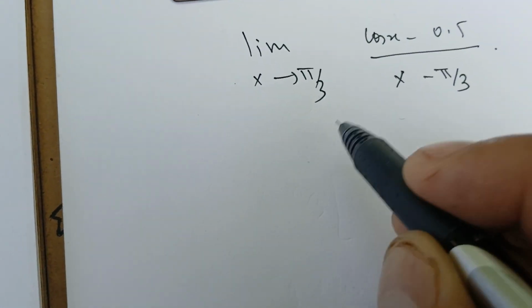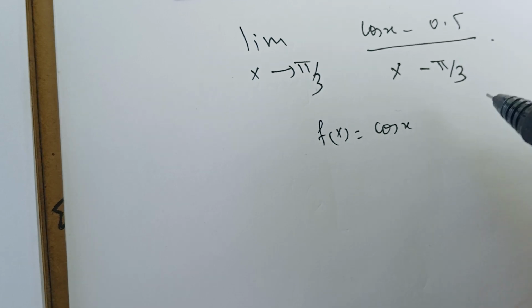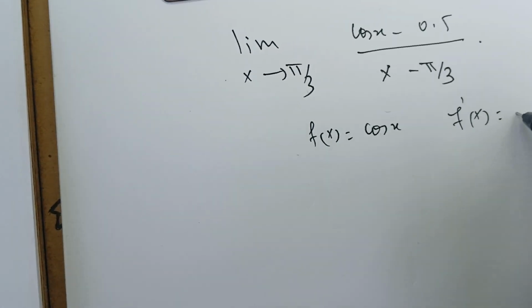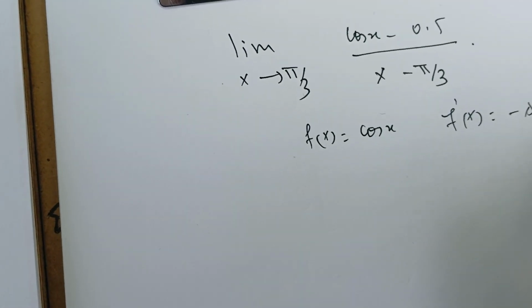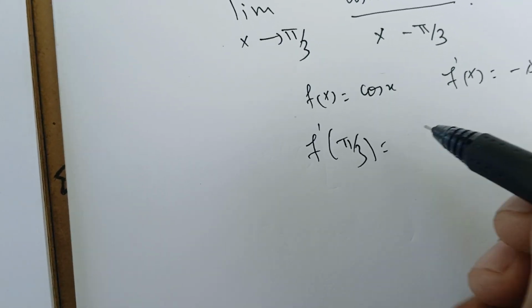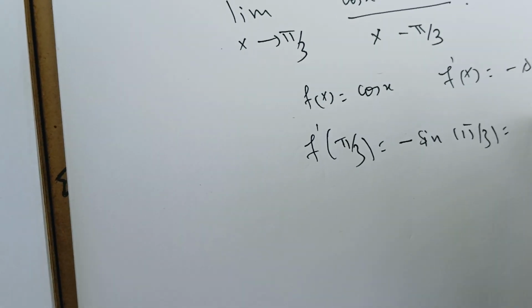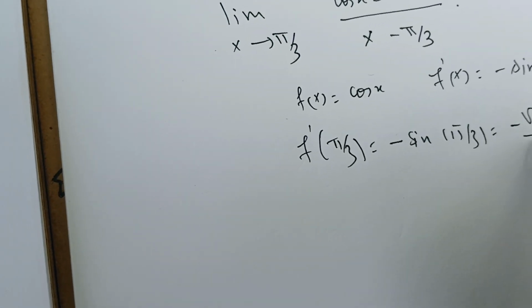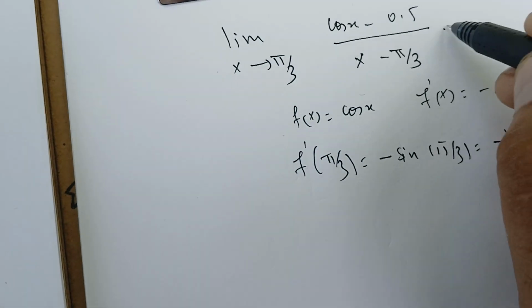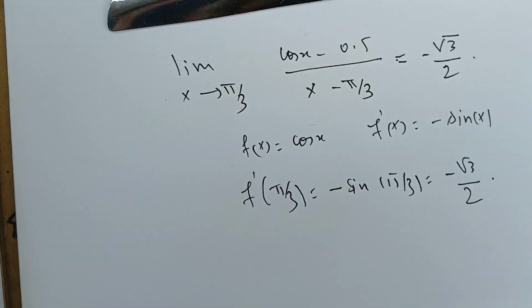So here, if f of x is cosine x, then f prime of x is minus sine x, and therefore f prime of pi over 3 is minus sine pi over 3, which is minus square root of 3 over 2. So this one is just minus square root of 3 over 2.